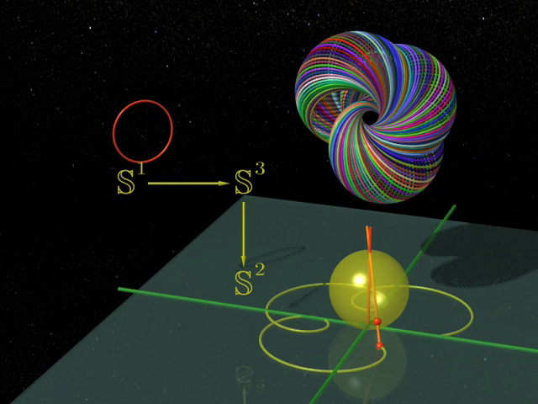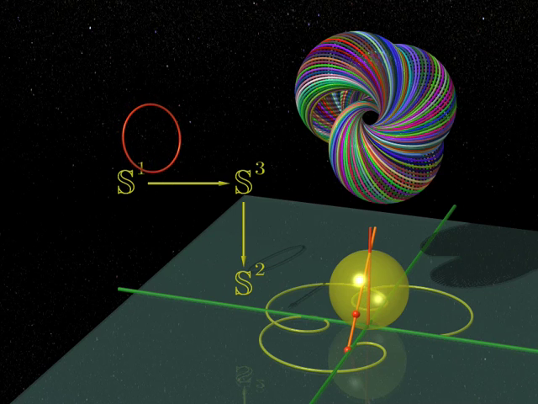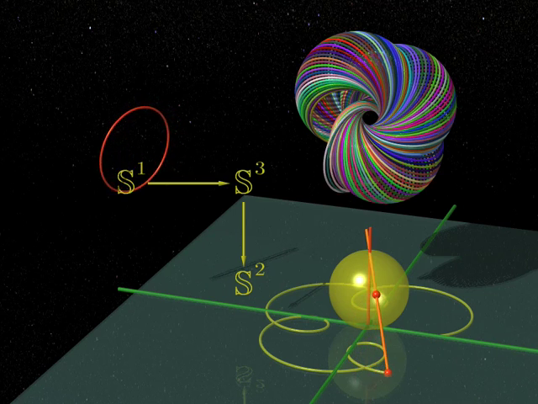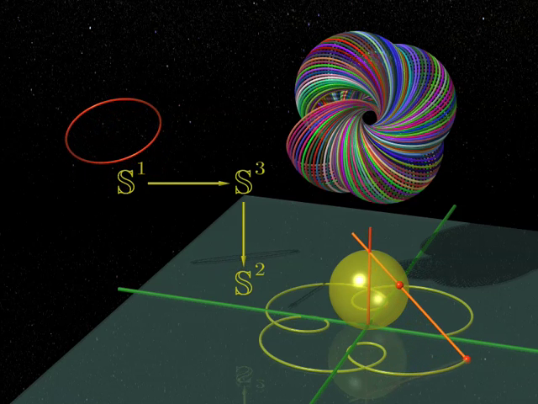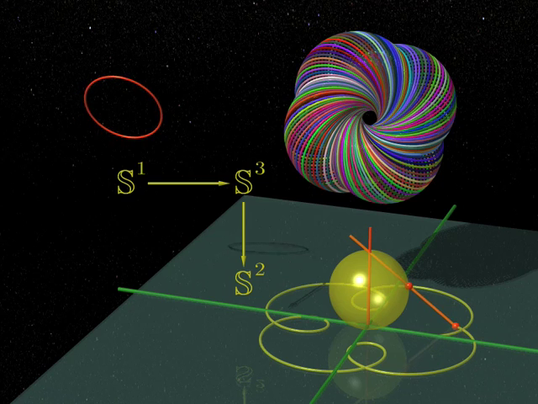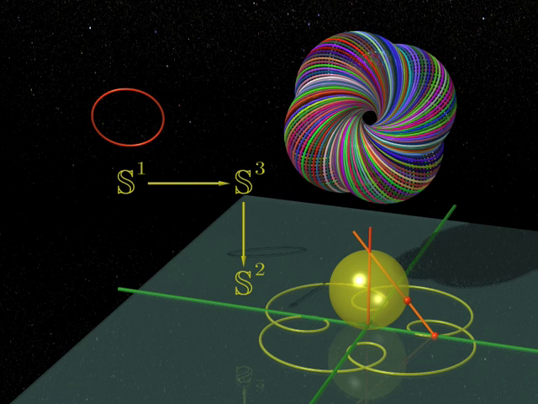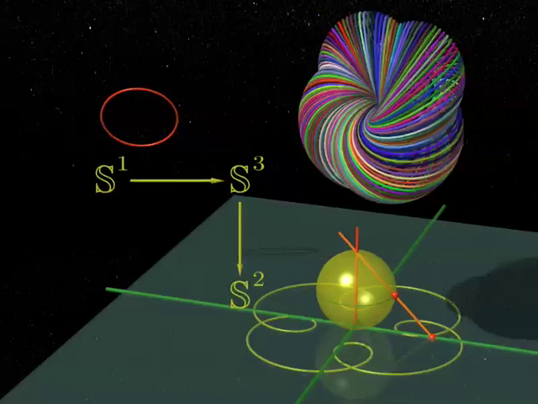Mathematicians say that above any point of the base S2, there is a fibre which is a circle S1, and that the total space of this fibration is the sphere S3. I am very proud of my fibration, all the more so because it has become a fundamental object in topology.